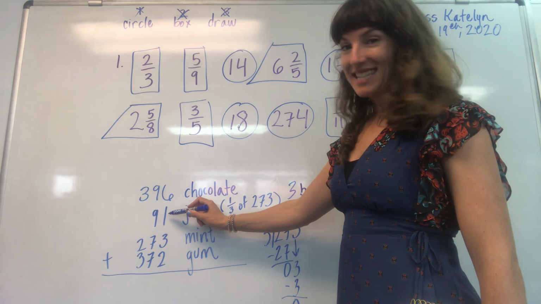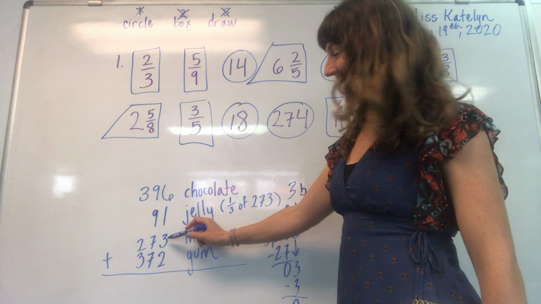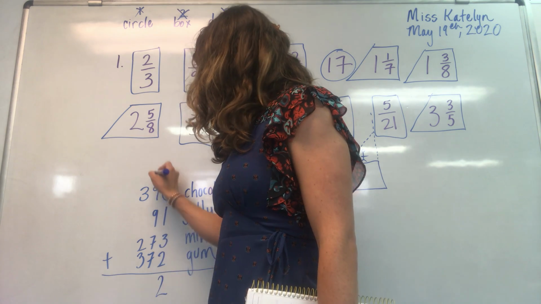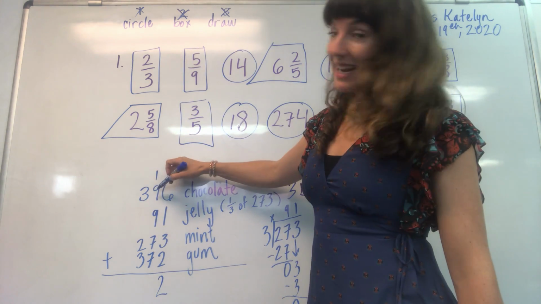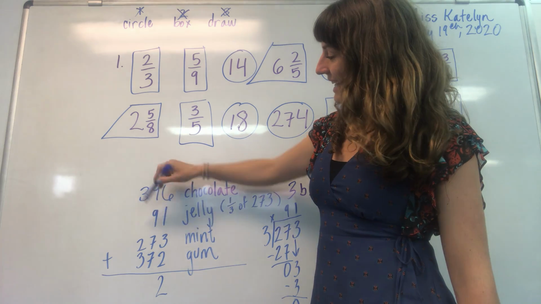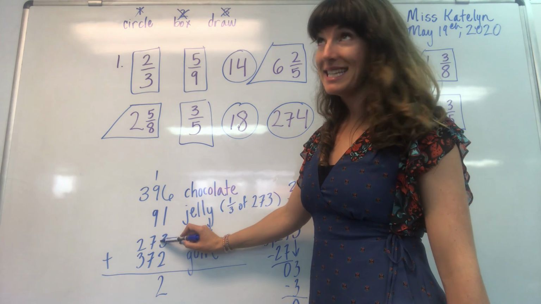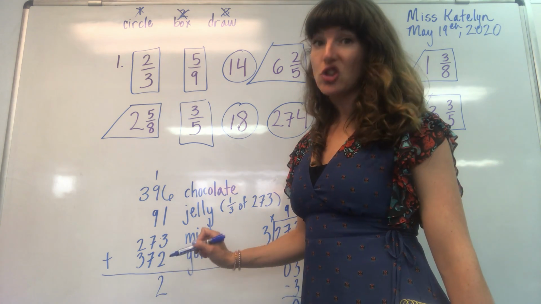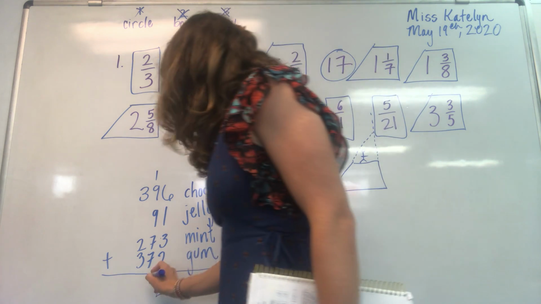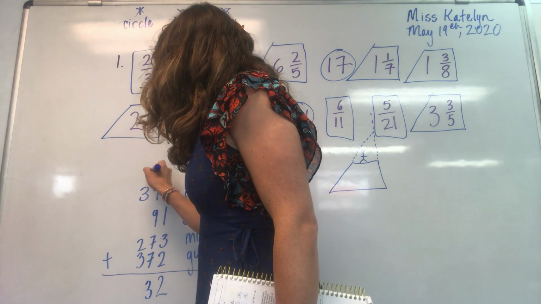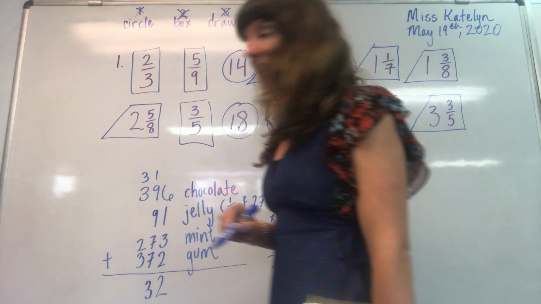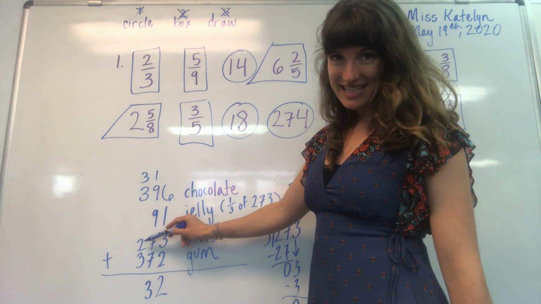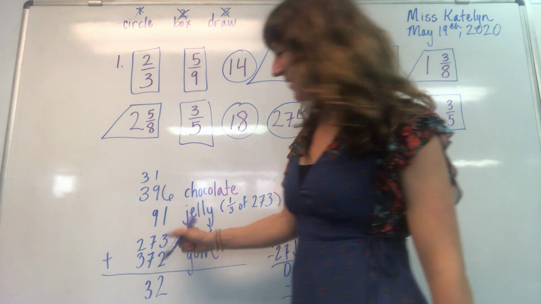6 plus 1 is 7. 7 plus 3 is 10. 10 plus 2 is 12. Carry that 1 all the way over there. 1 plus 9 is 10, and 10 plus 9 is 19. 19 plus 7 is 26, and 26 plus 7 is 33. Put that 3 down and carry that 3 over there. 3 plus 3 is 6, plus 2 is 8, plus 3 is 11.